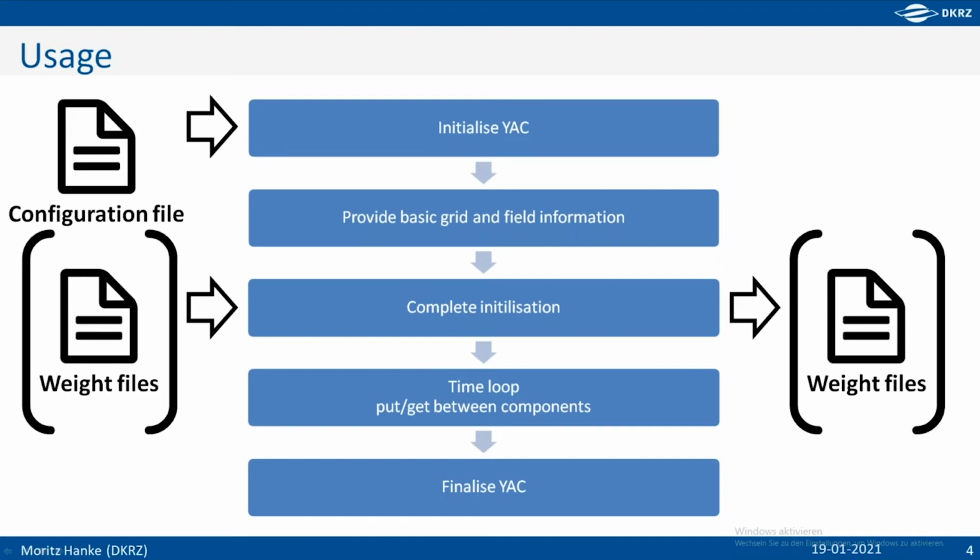It will then start computing the weights and setting up some communication patterns, and will do some organization work. It might require some external weight files if you configure it to do so. And you can also configure it to write out weight files for the ones being computed online. Afterwards, you start your standard time loop, and you can exchange data between components using the put and get operations commonly used in other couplers as well. Once you're finished, you finalize YAC, and it will free all the memory that was consumed by it.